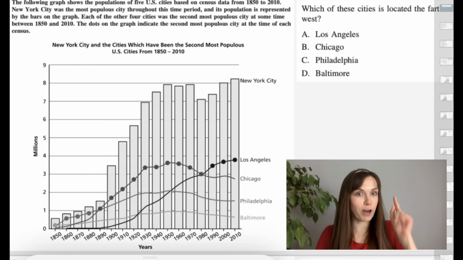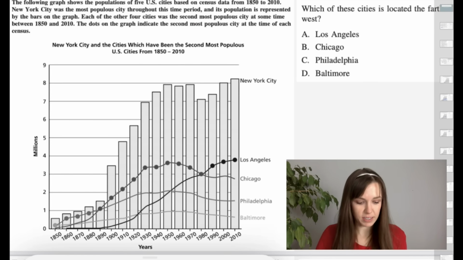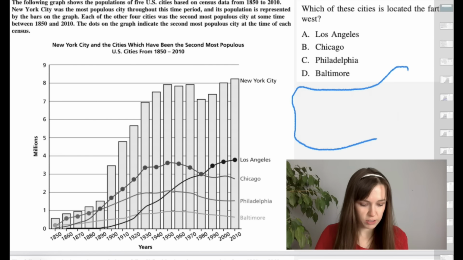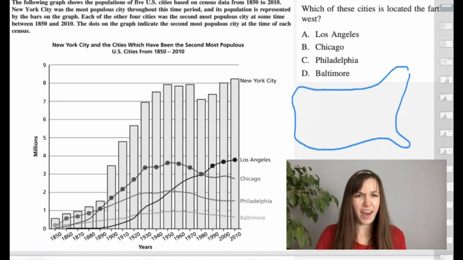Okay, so again, you've got to know the location of those big cities. All right, wish me luck as I draw this again. I'm going to start up here with Maine. Okay, so far so good. Oh yeah, that one is much better. Thumbs up for my drawing here.